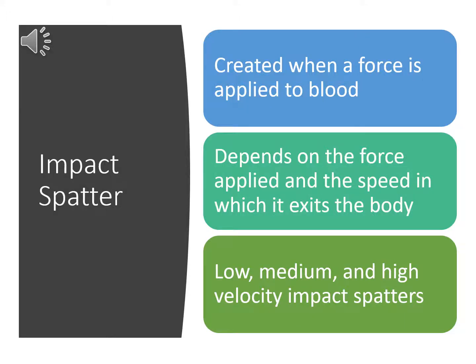All right, and now the last type of blood stain we're going to consider is an impact spatter, and so that's created when a force is applied to the blood itself. Depends on the force applied and the speed in which it exits the body for the particular type of impact spatter we'll consider. And there's three different types, the low, medium, and high velocity impact spatters. So we'll see how they differ, and we'll define those particular velocities in the coming slides.